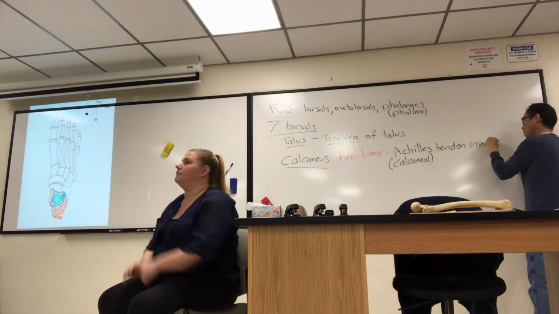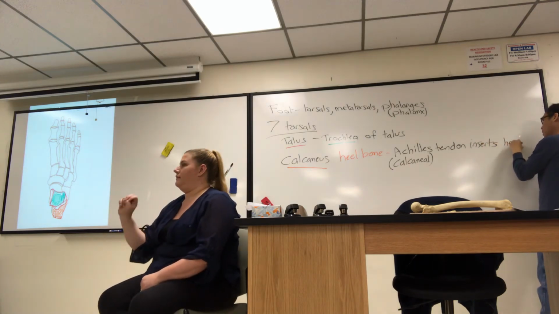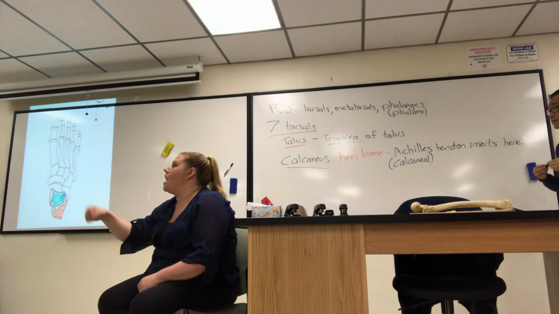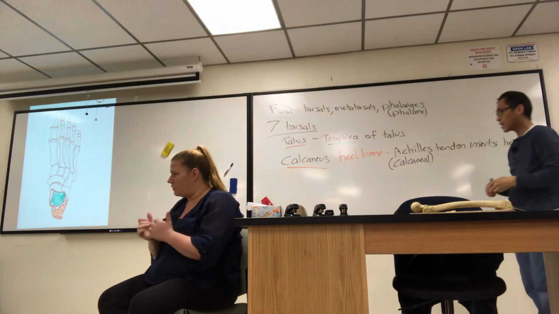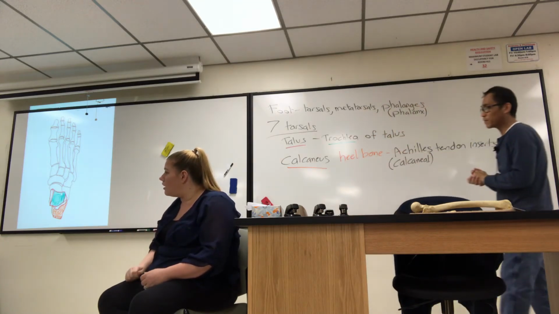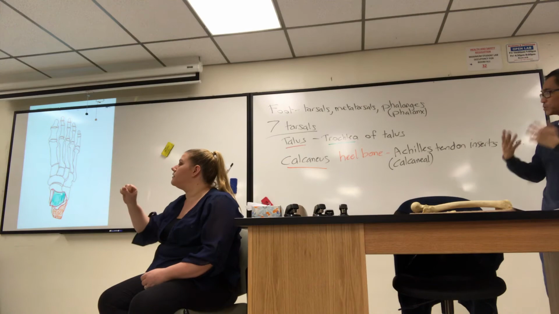The Achilles tendon, as we'll see, is the big tendon of your calf muscle. The gastrocnemius soleus. We'll get there. So that's 2 of the 7. So let's do the rest.